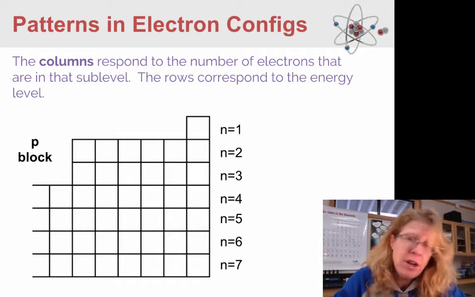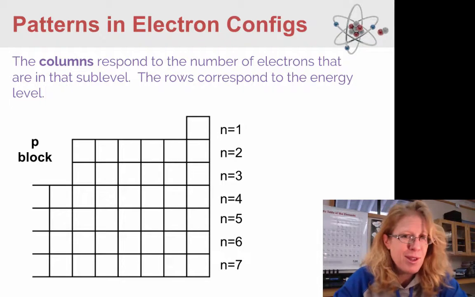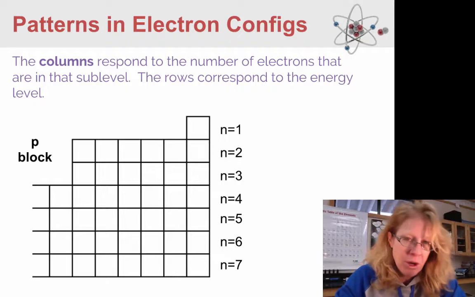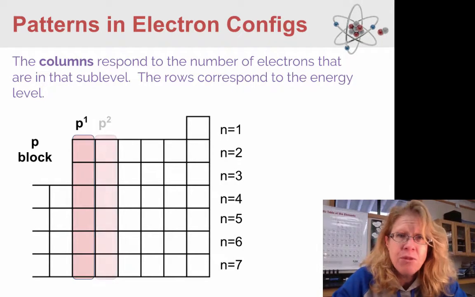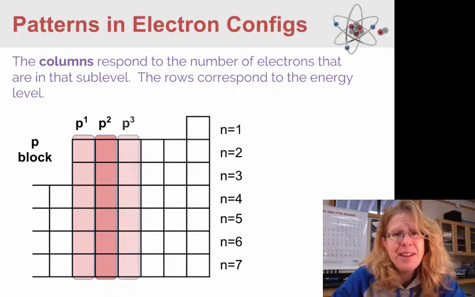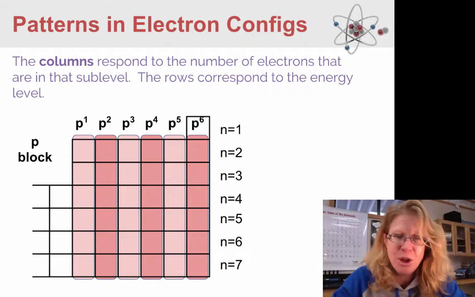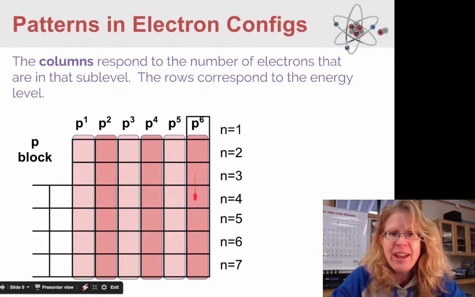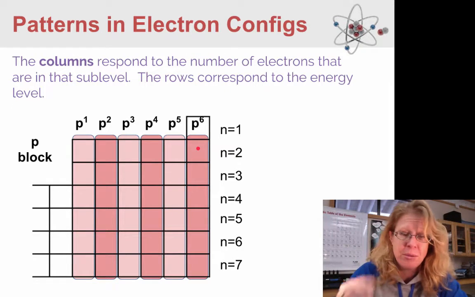P block follows a very, very similar pattern, so I'm going to move through this quickly. It's a little bit more than the s1, s2, because remember there's 3 orbitals and a total of 6 electrons that can be in that p block, so we have to move all the way across here. The first column is 1 electron in the p sublevel, then there's 2, 3, 4, 5, and imagine that 6. The noble gases, like I said earlier, all end in a p6, a full p sublevel. All of those electrons are paired up.